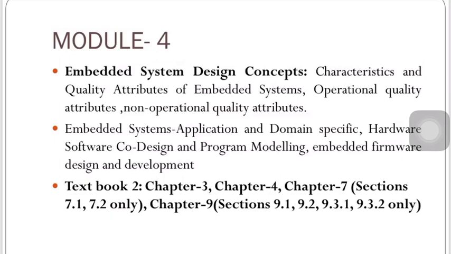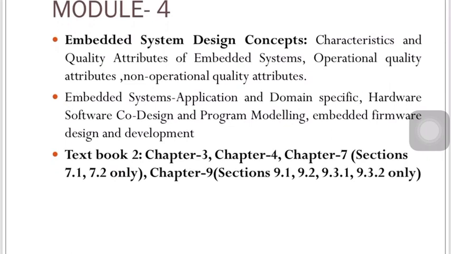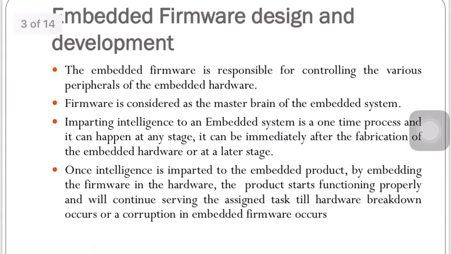So we know that once the model is ready, we can easily write the firmware for that particular embedded system. The last topic we have is embedded firmware design and development. Okay, so now we need to write a firmware for our embedded system. Embedded firmware is responsible for controlling the various peripherals of an embedded hardware. Firmware is considered the master brain of an embedded system. Whatever code we write, the embedded system is going to operate accordingly. Whatever peripherals are connected will operate accordingly.